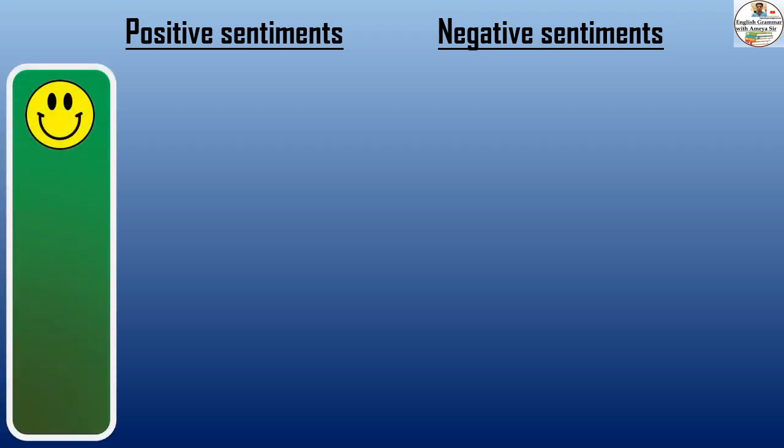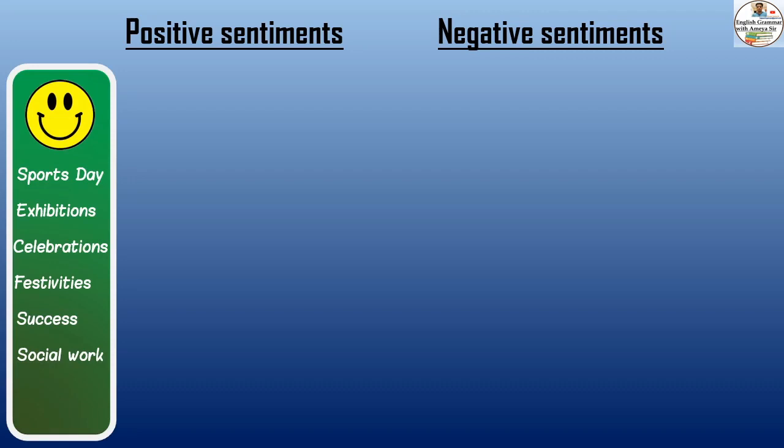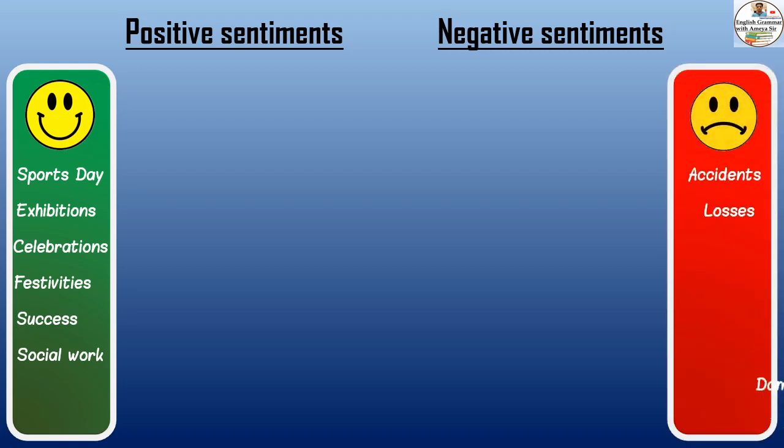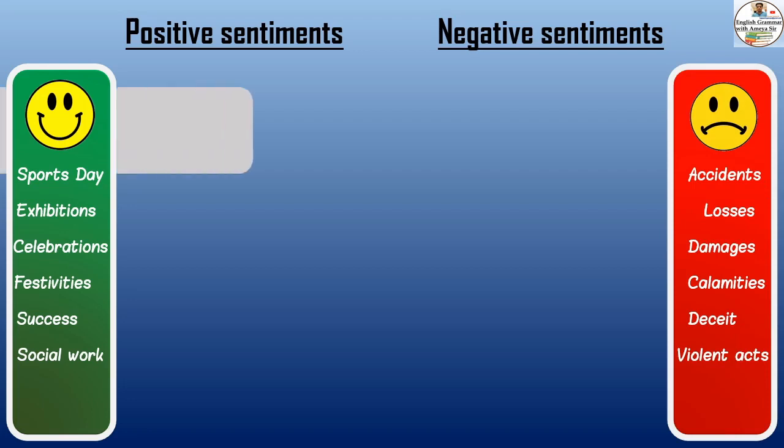So what do I mean by that? Positive sentiments will have sports day, exhibitions, celebrations, festivities, success, social work, charity, donations, etc. While report with negative sentiments will be report about accidents, losses, damages, calamities, deceit, violent acts, etc. So the first paragraph for the positive sentiments will cover the points what, when, who, where, and that's it. You simply answer those questions, you will have your first paragraph. What exactly happened? When did it happen? Who organized it? Where did it happen?